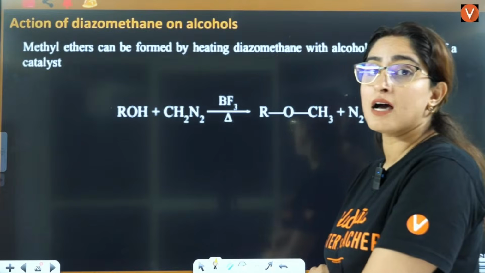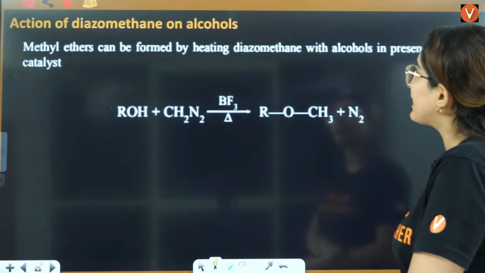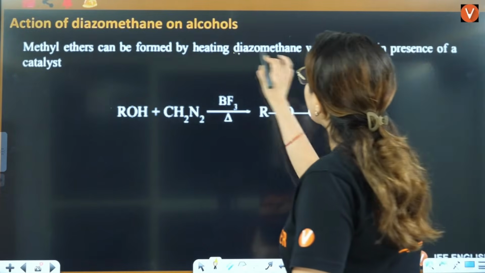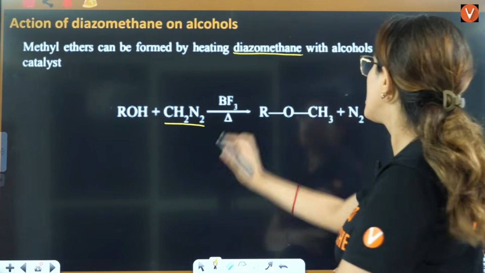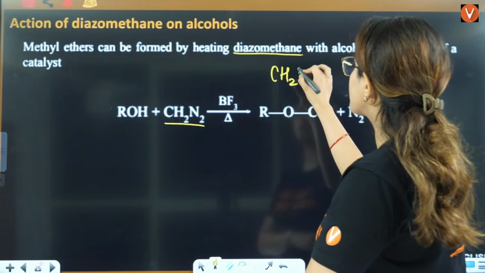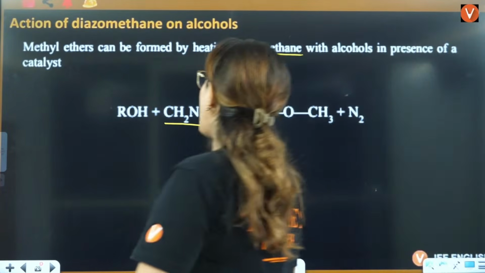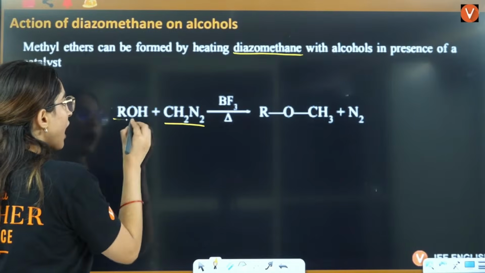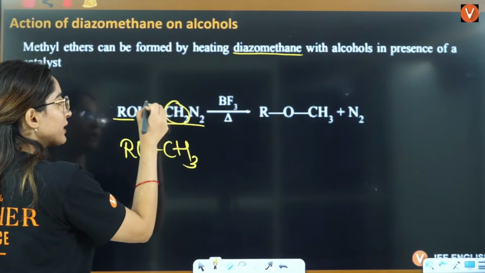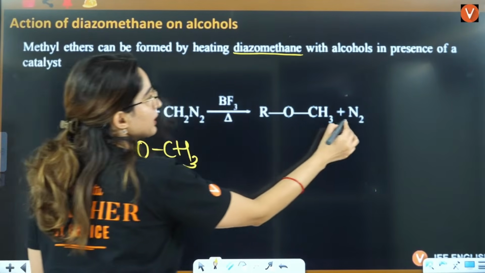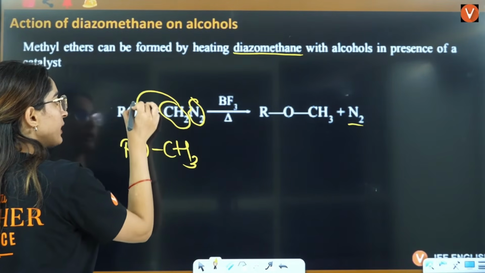Then guys, the next reaction is that methyl ethers can be formed by heating with diazomethane. Diazomethane means CH2N2. Azo means N2. Methane means CH4, so from CH4, 2 hydrogens are eliminated and replaced by azo, that is diazomethane. Now what will happen here? RO will be as it is. Then you will attach CH3 here, CH2 from here and H from here, and N2 will be eliminated. Basically, this N2 will be eliminated, and this CH2 will be in between here.